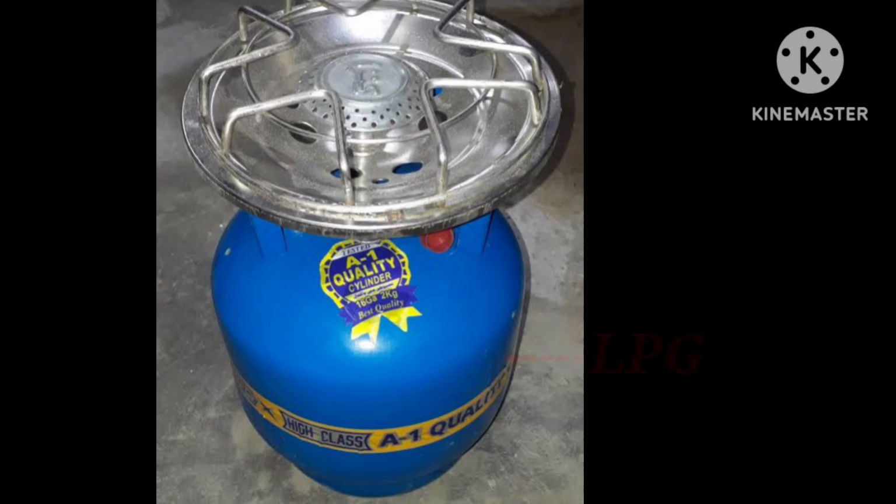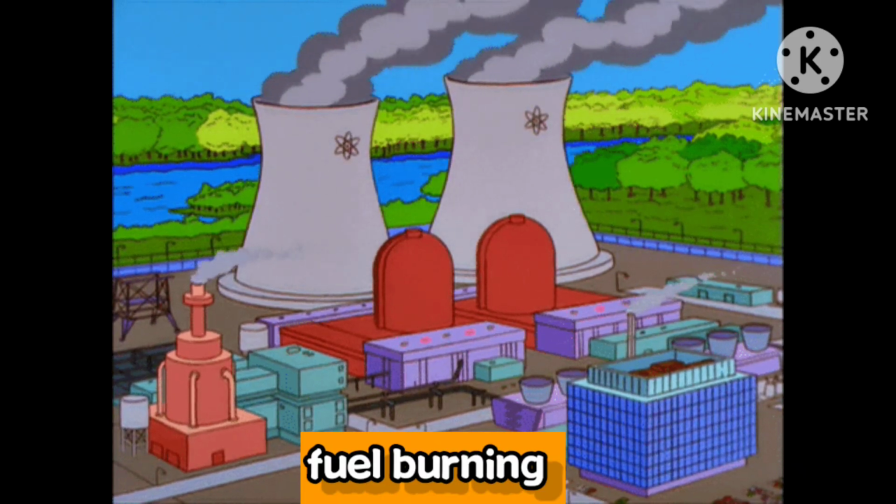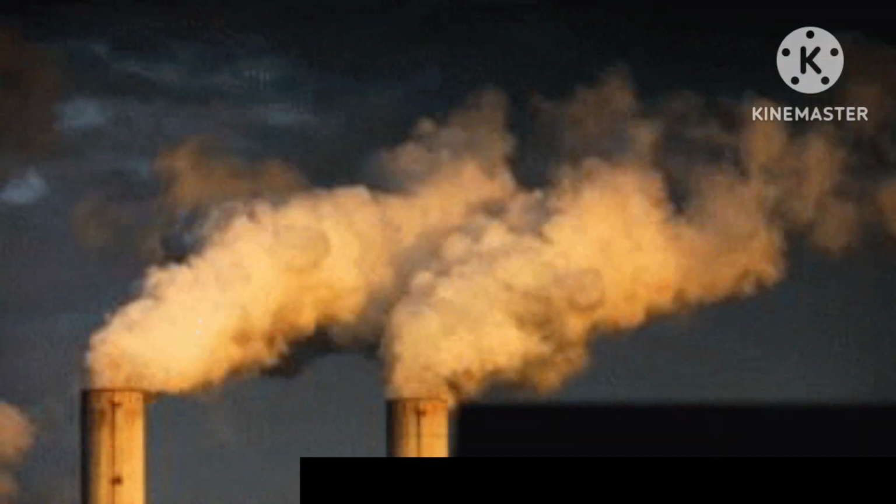Friends, do you know about that? Which type of fuel is used in a cylinder? Okay, LPG stands for liquid petroleum gas, which is used as a fuel to cook food. Similarly, heat is produced by the burning of fuel in thermal power stations, which is used in generating electricity as well as to produce water steam, which is used for different purposes.